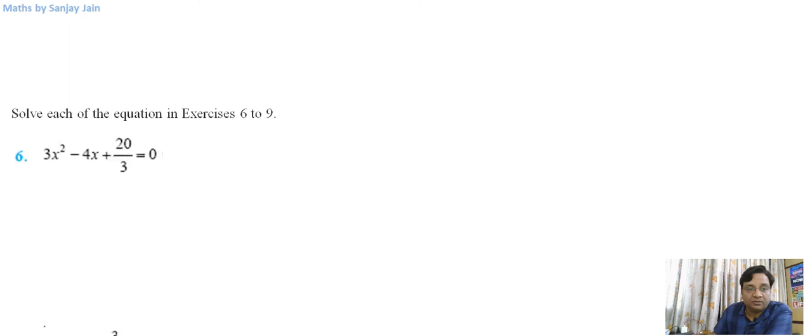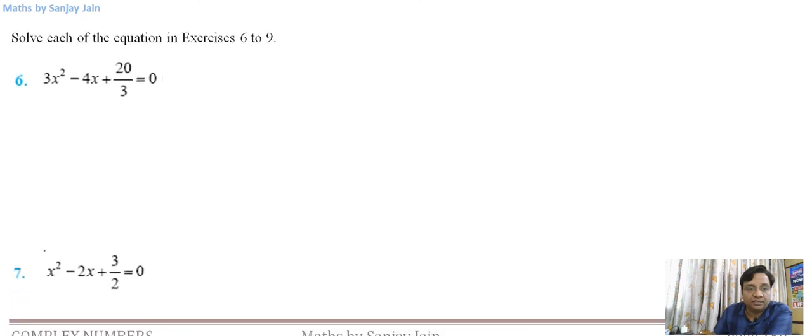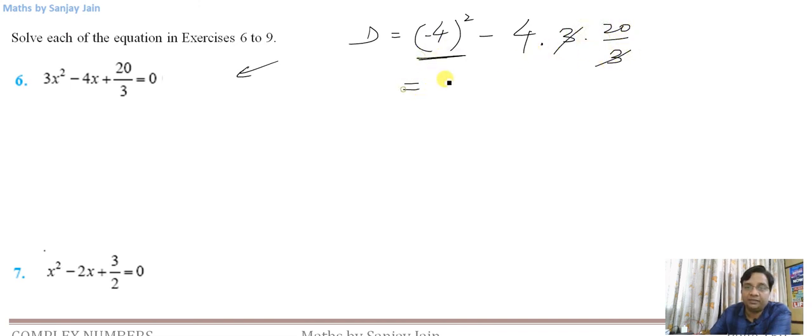Solve each of the questions here. So these are quadratic equations. First of all, what I'll do is I'll find their discriminant. So what will be the discriminant of this question here? It is b squared, that is minus 4 squared, minus 4a into c. This is 16 minus 80. What is 80 minus 16? It is 64. So minus 64 will be here.